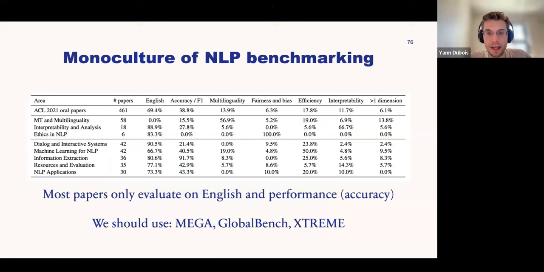Another issue of benchmarking. This is from a paper that analyzes papers submitted at ACL. Out of 461 papers, 69.4% look at English. So honestly, most of the evaluations are essentially about English and about performance. There are some multilingual benchmarks, which I linked to here, and I think more people should be looking at those.